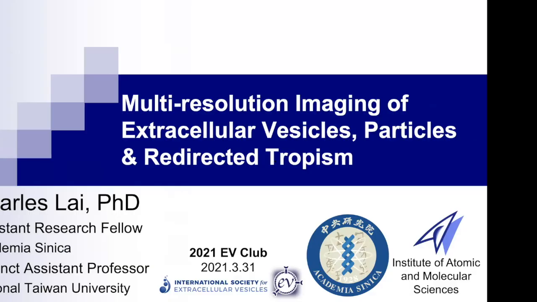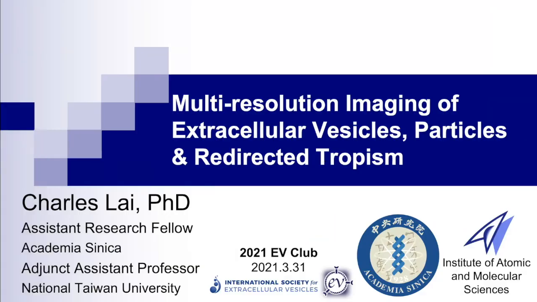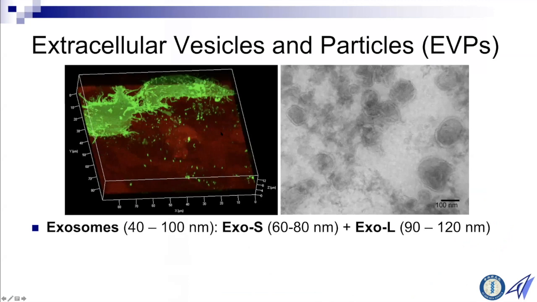Essentially, something that we have been working on is multi-resolution imaging of extracellular vesicles as well as particles, and to elucidate what happens when we redirect the tropism within. I know that this is a very specific crowd, but allow me to go over EVs or particles. They come in many different subtypes, including, if we go from the small one, exosomes, that range from 40 to 100 nanometers.